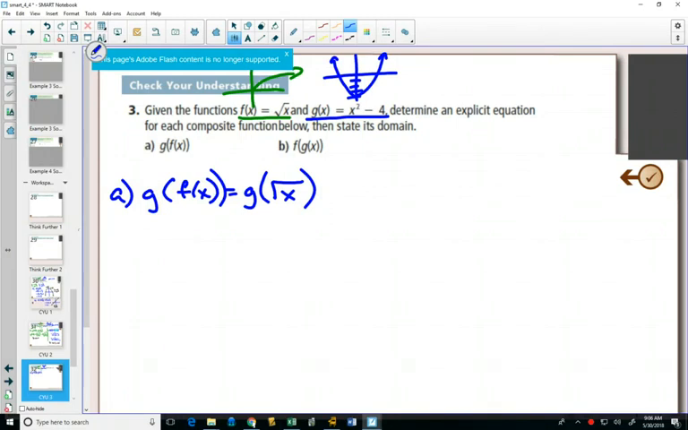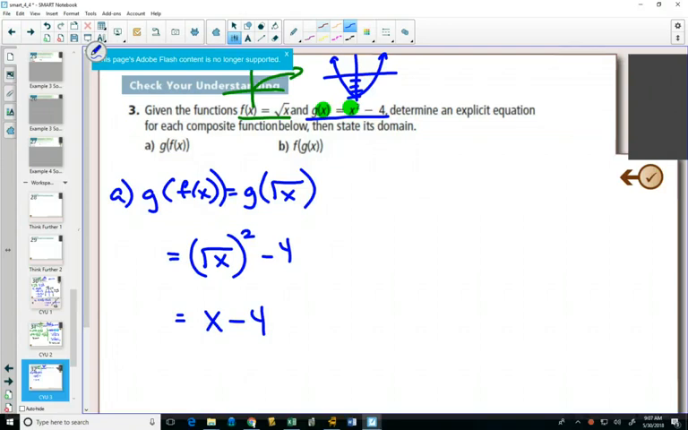And then, what happens in g of x? It says, whatever you plug into g of x, it gets squared, and then you minus 4. So I'm going to take the square root of x and square it. And then minus 4. What is the square root of x squared? Just x. And so we get an explicit equation that says x minus 4. What kind of graph is that?